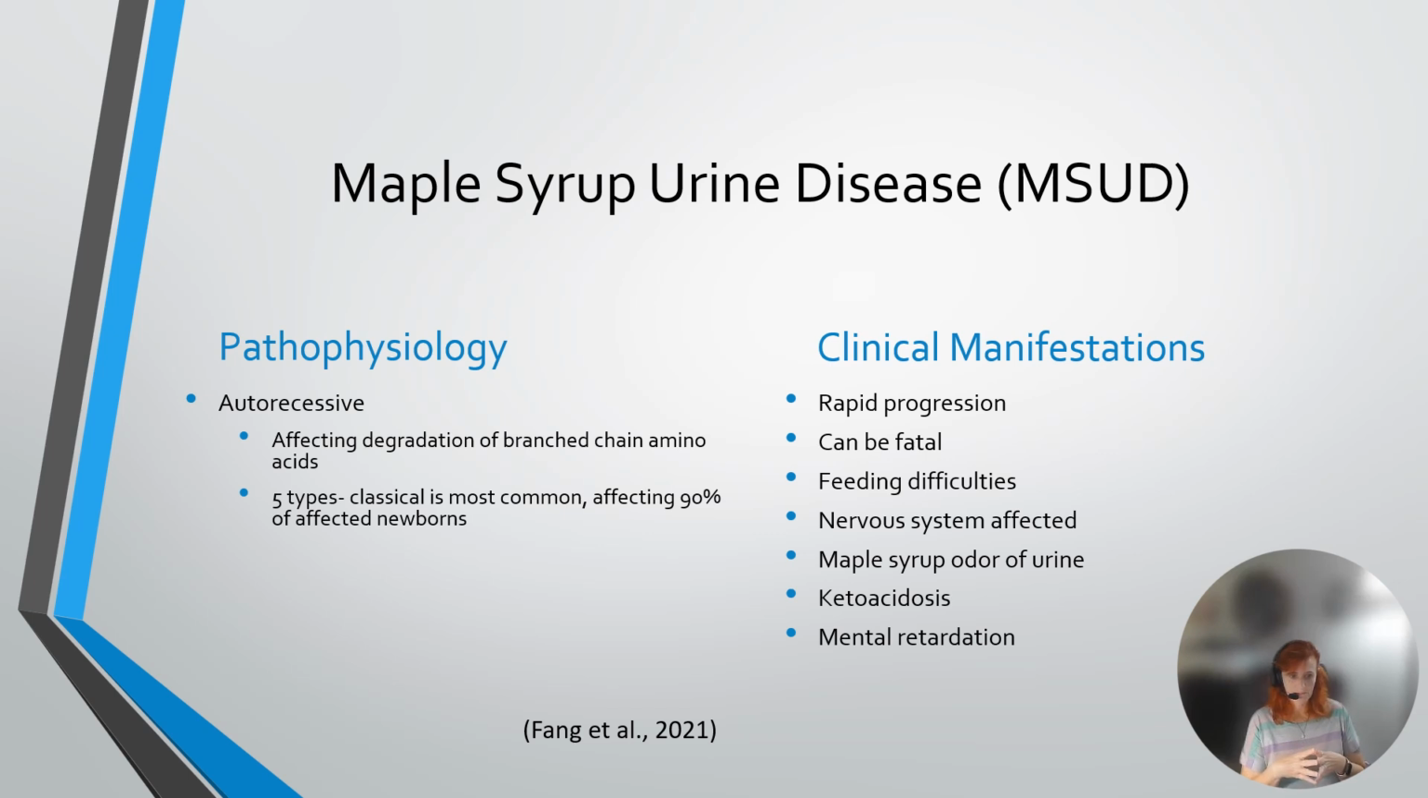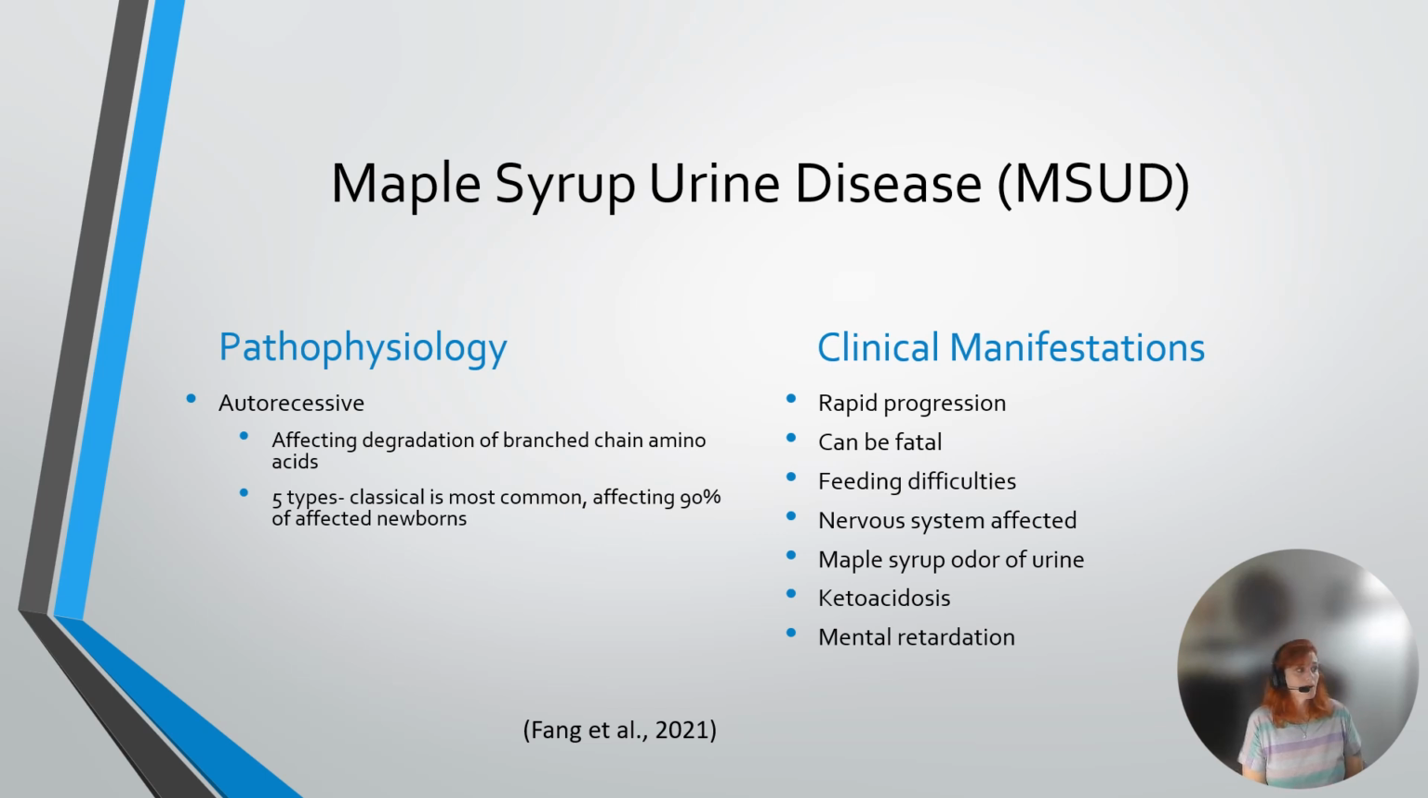What happens is, because it's not breaking down those branched-chain amino acids, we get an exceedingly high level of leucine, which could be toxic to the body. So it needs to be diagnosed early because of that. It gets its name, maple syrup urine disease, because their urine smells like maple syrup because of the high concentrations of leucine. Okay, it can be fatal.